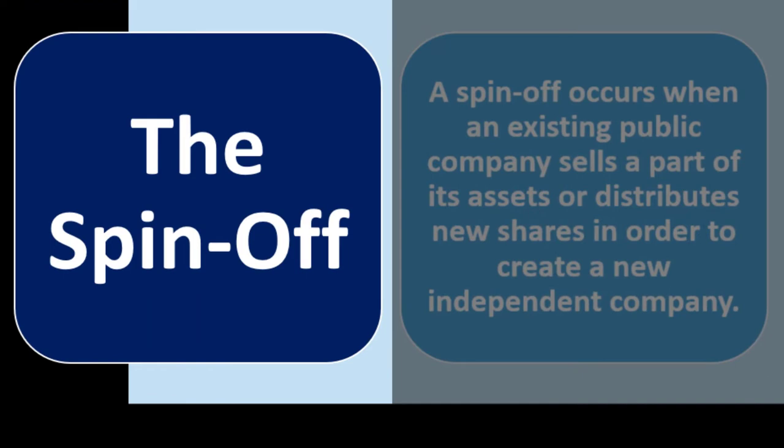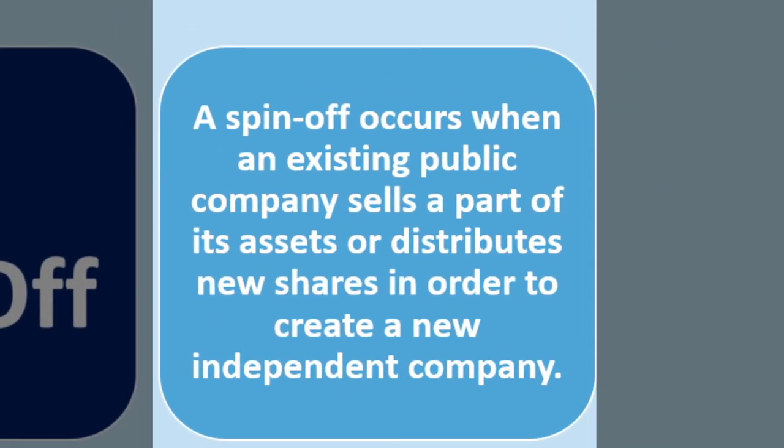So then we have the spinoff. The spinoff occurs when an existing public company sells a part of its shares or distributes new shares in order to create a new independent company. There was a trend at some point where all companies were becoming these big conglomerate types of companies, and the theory was that size was better, economies of scale were good, and that management, if they were good, could manage anything because it's all the same.